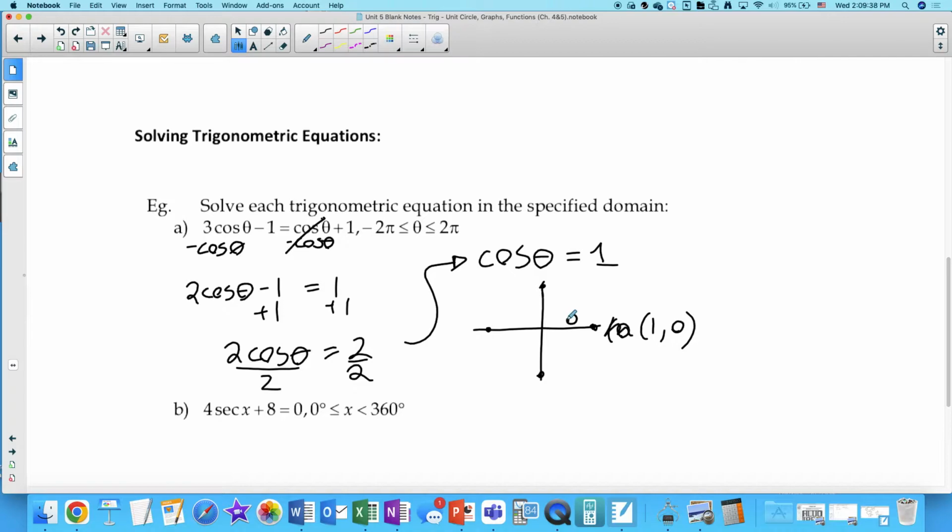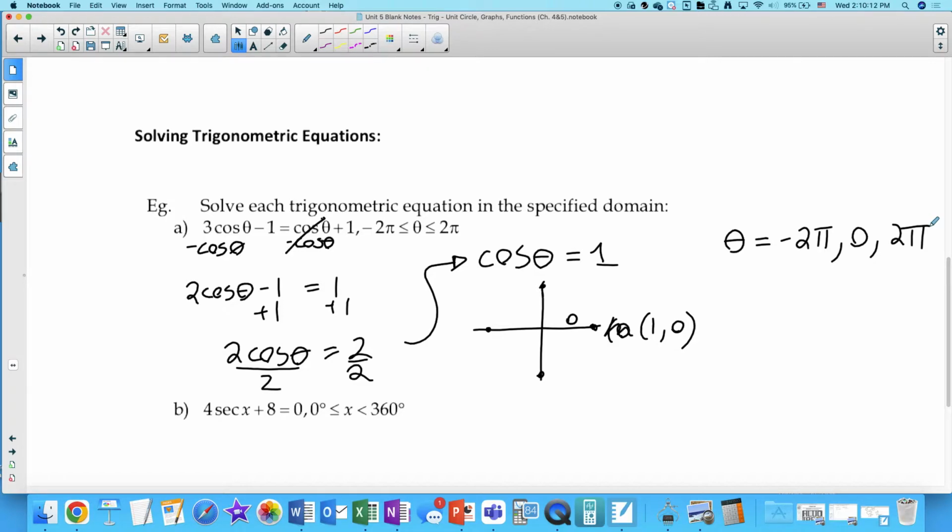Now to find solutions, to think about the domain, we can add or subtract 2 pi. So if I subtract 2 pi from 0, I'm going to get negative 2 pi. And this end is inclusive, so we can include that value. And then we can also add 2 pi to 0, and that will give us 2 pi. Okay, so those would be the 3 solutions within that domain from negative 2 pi to 2 pi inclusive.